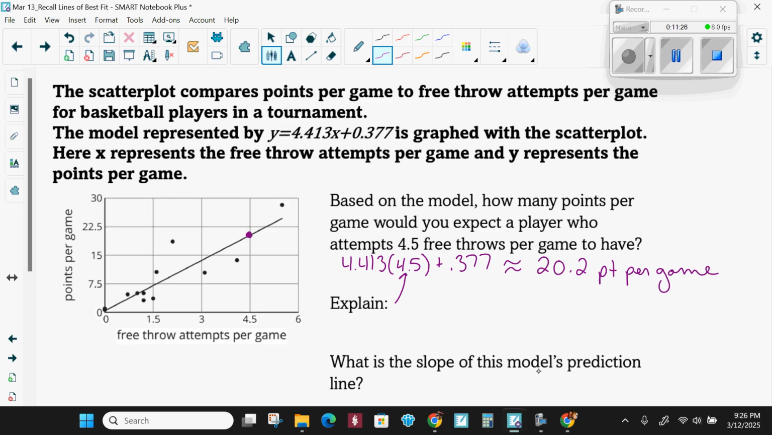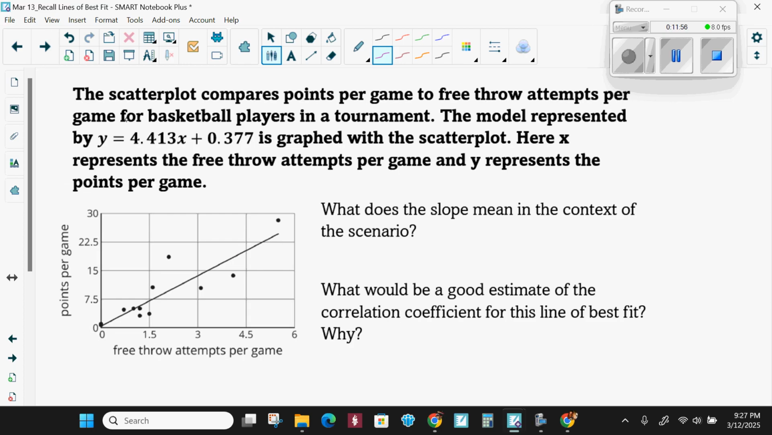It says, what is the slope of this model's prediction line? Well, the slope is approximately 4.4. So for every one free throw attempt, you can expect to have 4.4 points per game. Again, what does the slope mean in context? Well, we just talked about that. It means that for every one free throw, you go up about 4.4 points.